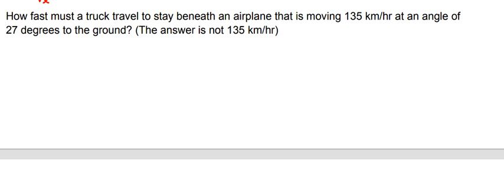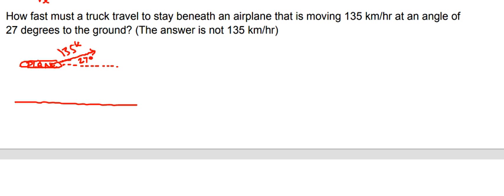Here's another fun question. How fast must a truck travel to stay beneath an airplane that is moving 135 kilometers per hour at an angle of 27 degrees to the ground? Okay, so here's the ground. Maybe here is the plane. Beautiful plane, huh? And it's flying. I guess it's not flying horizontal. I should have drawn it at an angle. Boo. Okay. Here's the line parallel to the ground. It's flying at an angle of 27 degrees at 135 kilometers per hour.